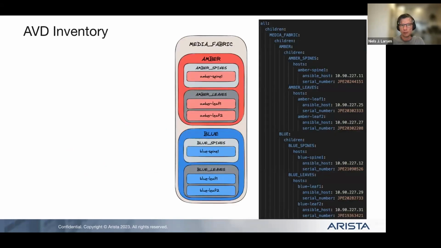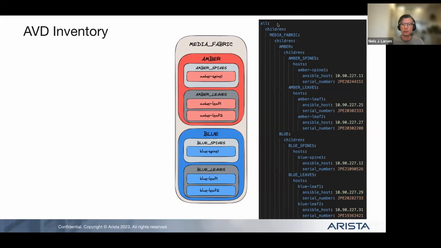The AVD inventory, or as I said, the scope of the network, is shown here. It's a static file, as shown on the right-hand side in black. So we have this hierarchical description of the network.